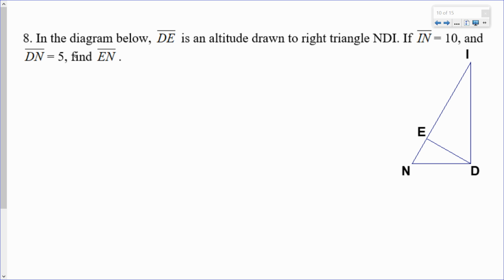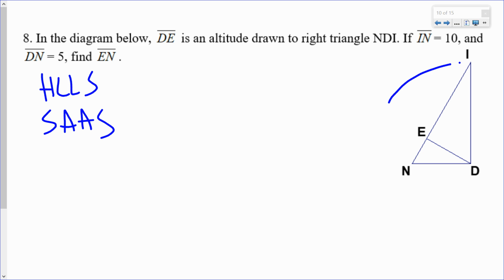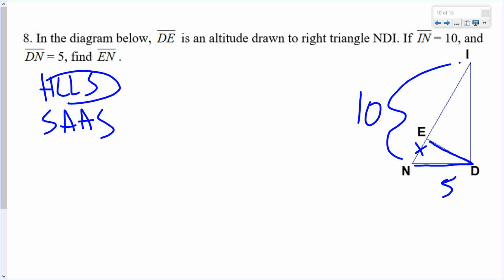I see my Hill SAS picture. So I need to determine if it's Hills or SAS. I'm going to put my information into the picture. IN, this whole thing is 10. DN is 5. It's asking for EN. So is there an L involved or an A involved? That's my L. My A is blank. So it's Hills. H over L equals L over S.